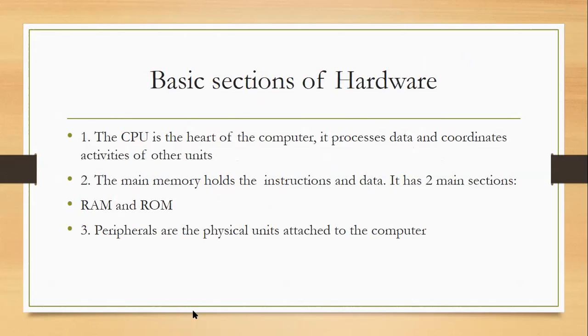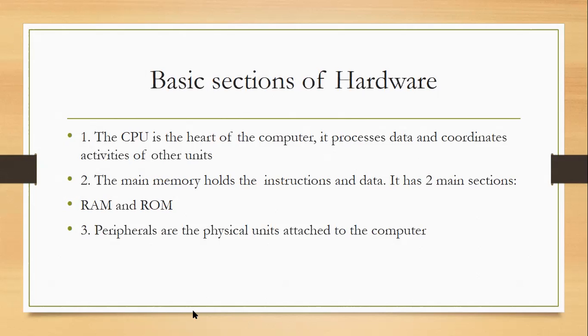So dear students, we'll now talk about the basic sections of hardware. The hardware consists of 3 main sections, and the first one is the CPU. CPU stands for Central Processing Unit, and it is the heart of the PC. It processes data and coordinates the activities of other units. So this is the main part of the hardware.